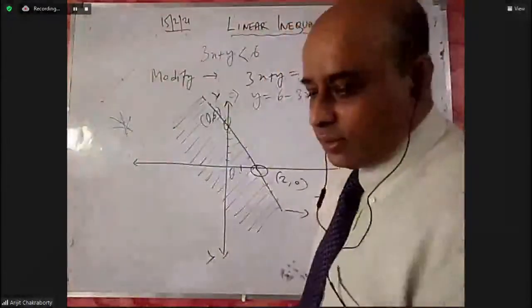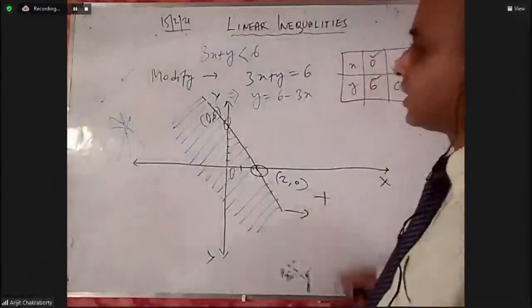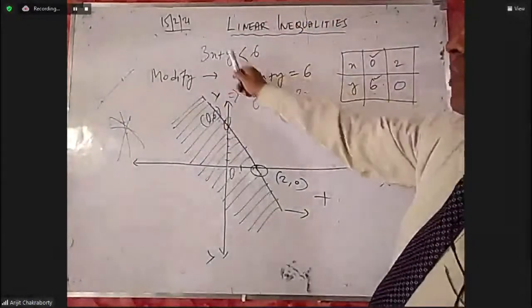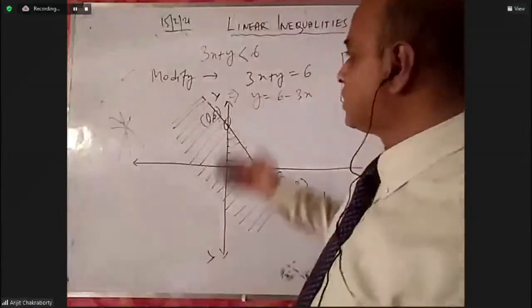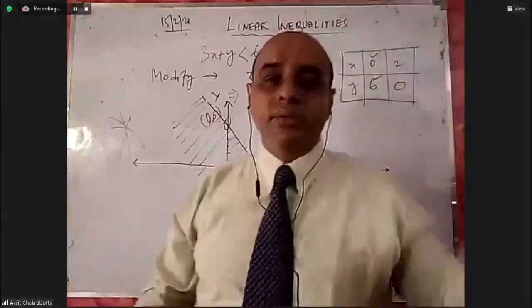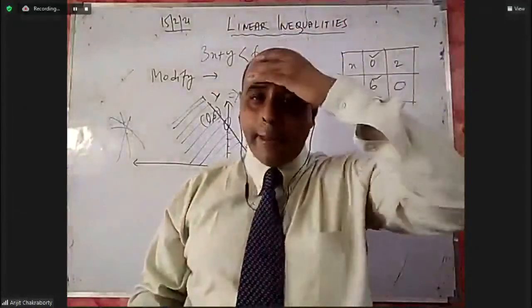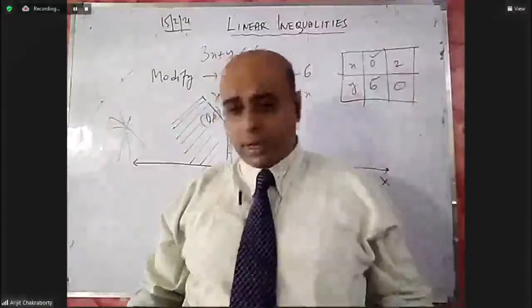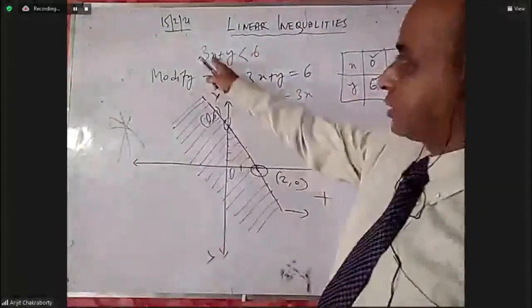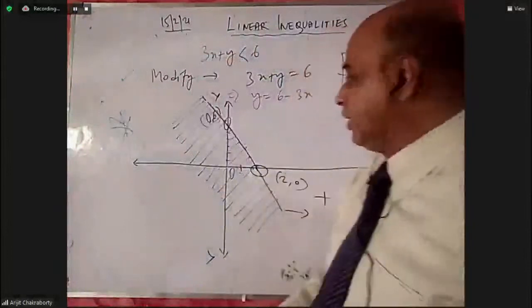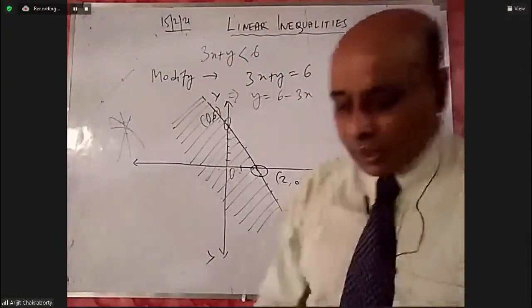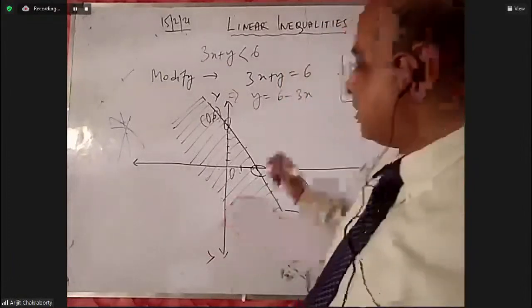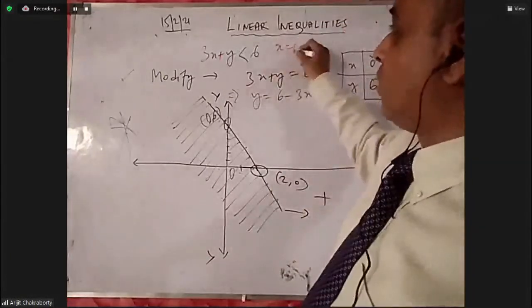So Mohak, you are not able to understand. Let me see. Once again, let us see. So 3x plus y is less than 6. This is an inequality. Okay, so just for example, if you take x is equal to 1 and y is equal to 1, then 3x plus y will be 4, and that is less than 6. So it holds good for x equal to 1 and y equal to 1, right?